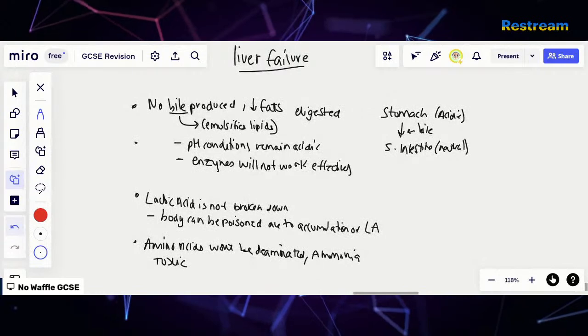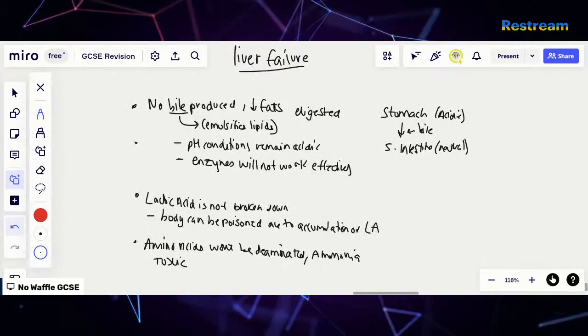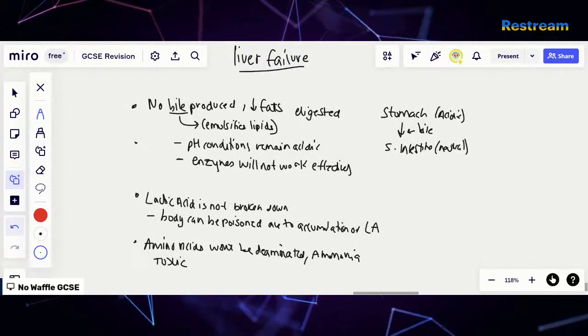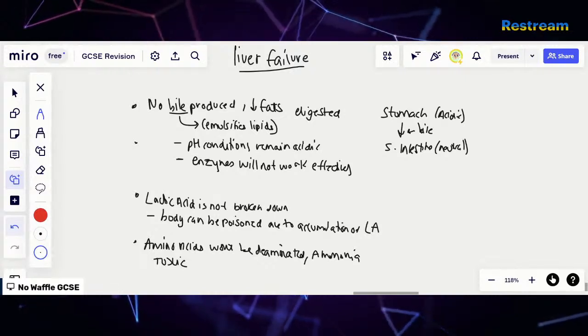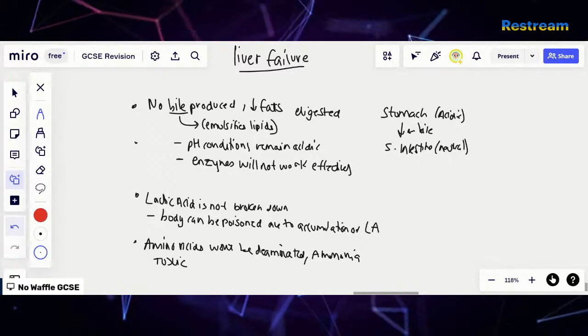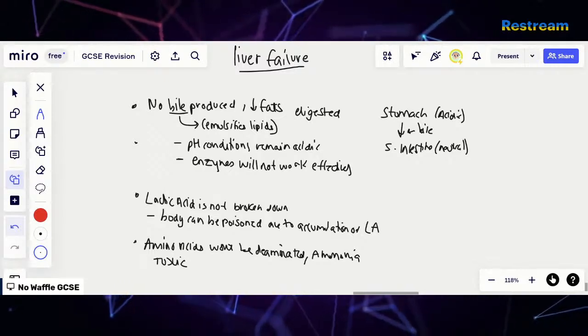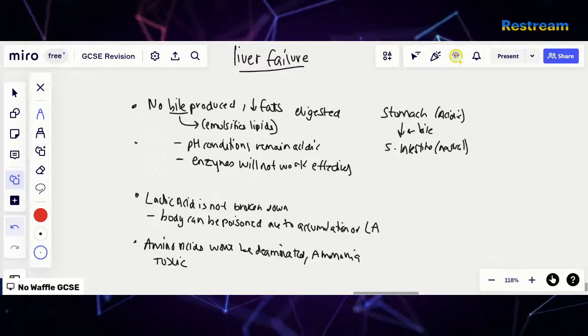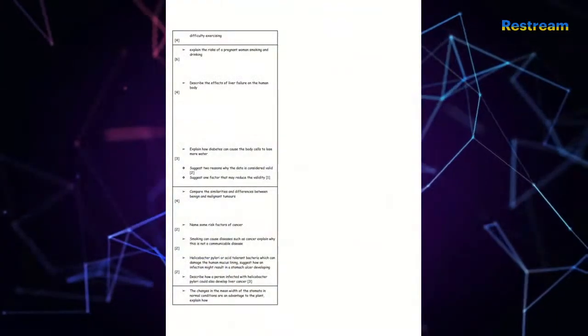I agree with the jaundice comment. However, what they would want is for you to suggest how that could be caused, biologically speaking. But if you can, that's perfectly a good suggestion because that is one of the causes. Okay, let's look at the next question.